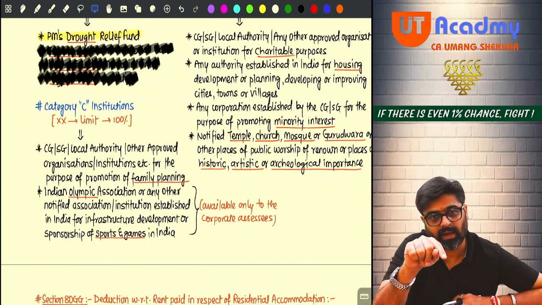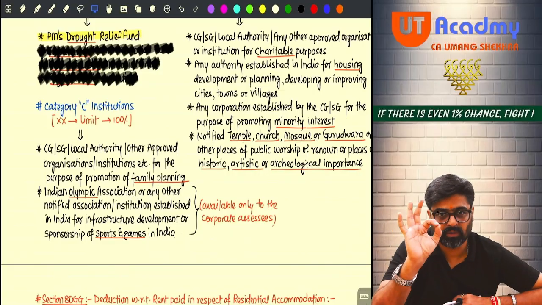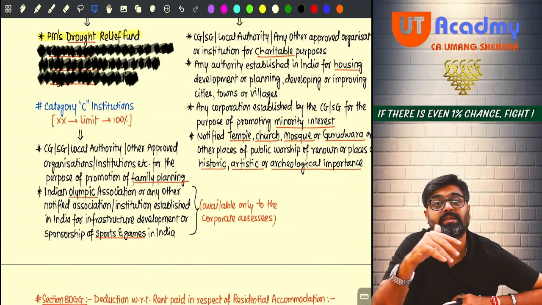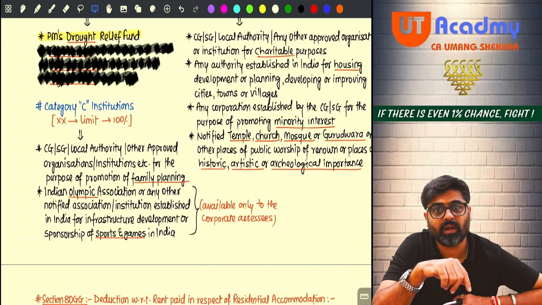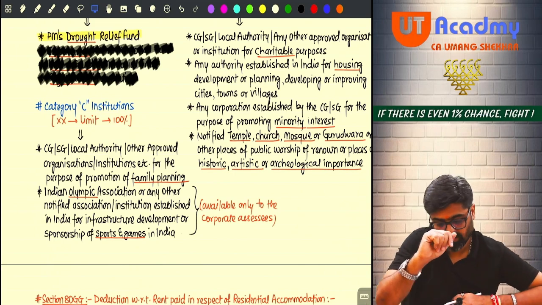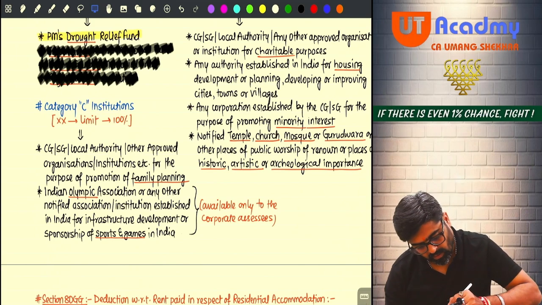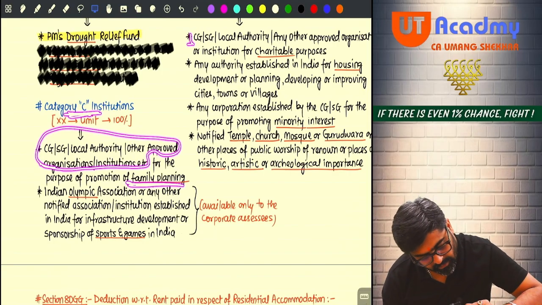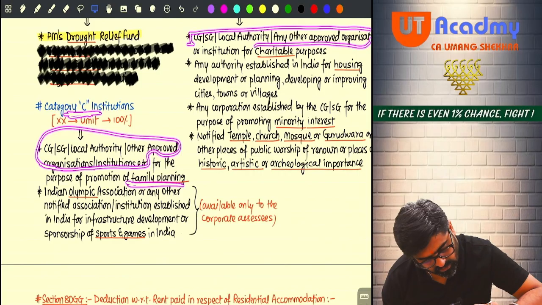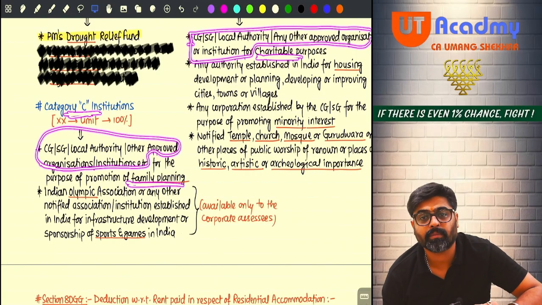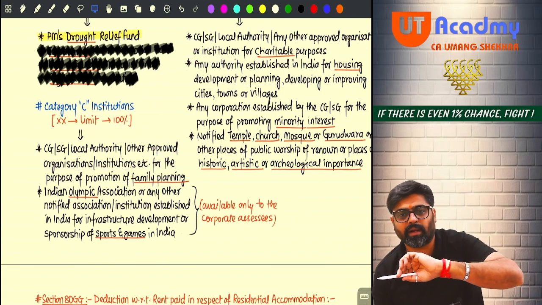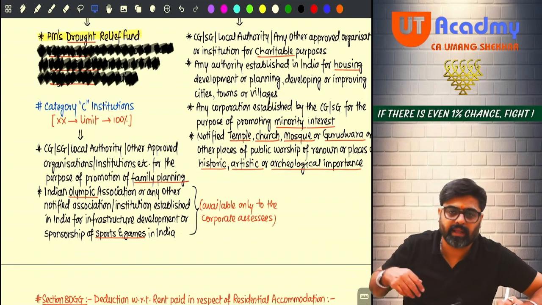Okay, now coming to category D. Any government, local authority or approved institution, you are making a donation to them for charitable purpose. Now see, any government, local authority or approved institution, you are making a donation for family planning, then it is category C. Now any government, approved organization or institution, you are making a donation for charitable purpose, the same thing is there but the purpose is different. Family planning, then it will come to category C. Charitable purpose, then it will go to category D.